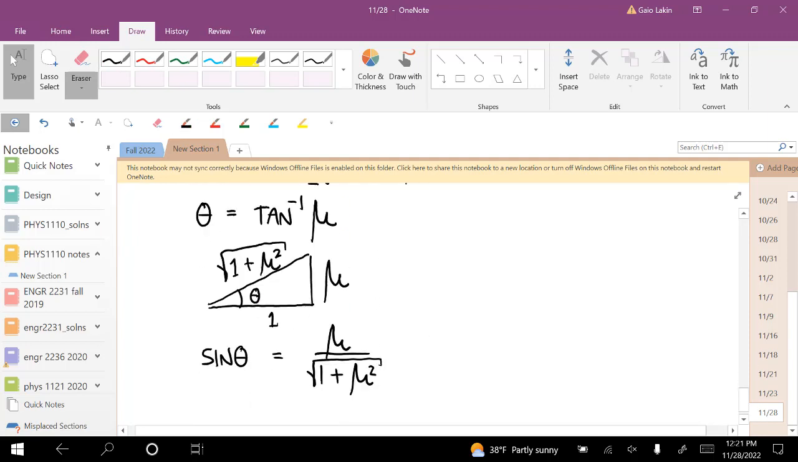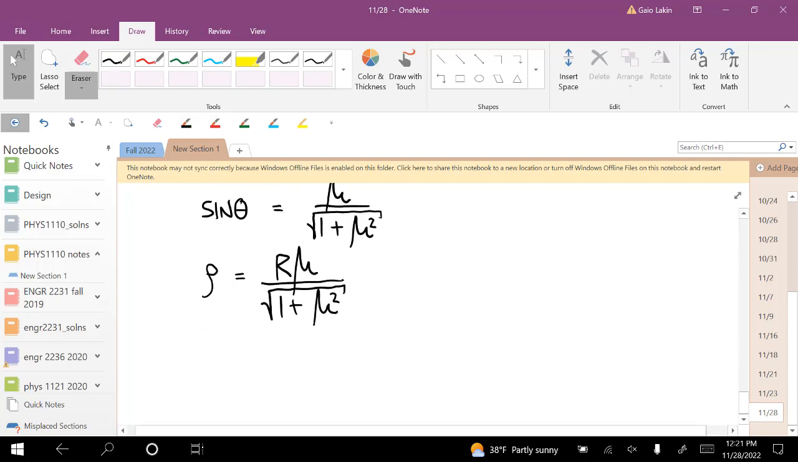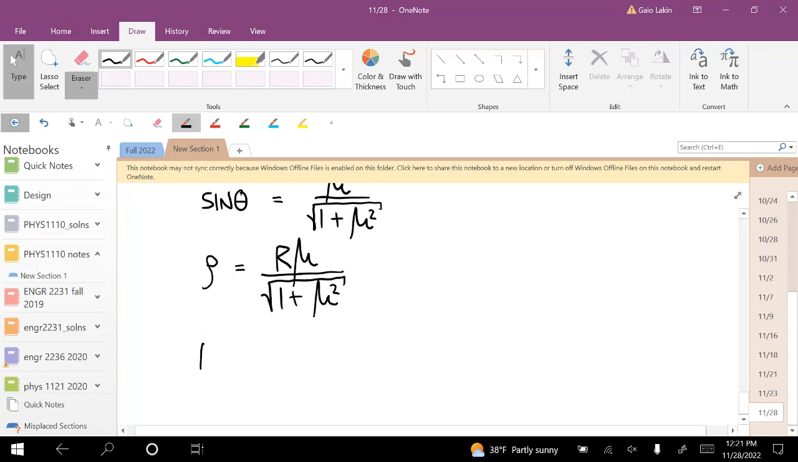So rho is equal to R times mu over the square root of 1 plus mu squared. And so the couple required for equilibrium is R times mu times W divided by that square root.